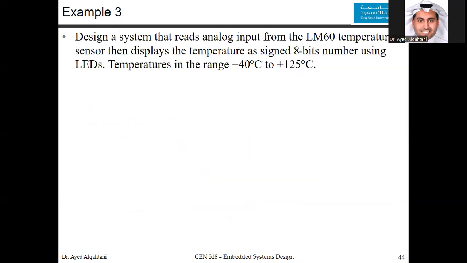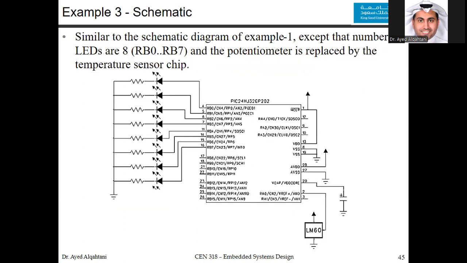Now, another example. Here it's asked to design a system that reads analog input from the LM60 temperature sensor, then display the temperature in an 8-bit number using LEDs. So you need a binary value there. Same specification. That's the LM60. We talked about this. Now we will have the interface.